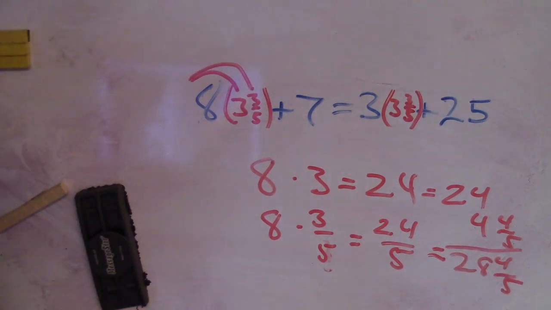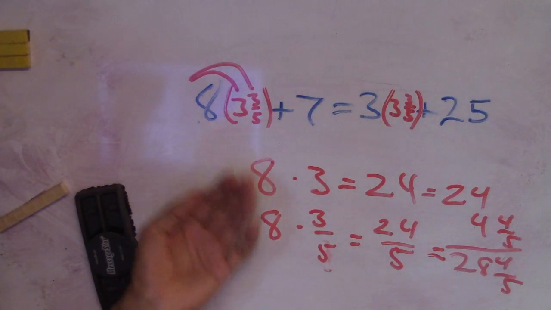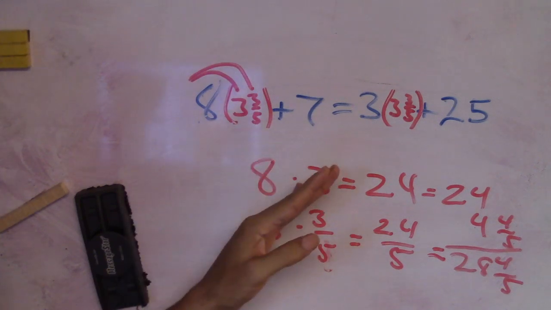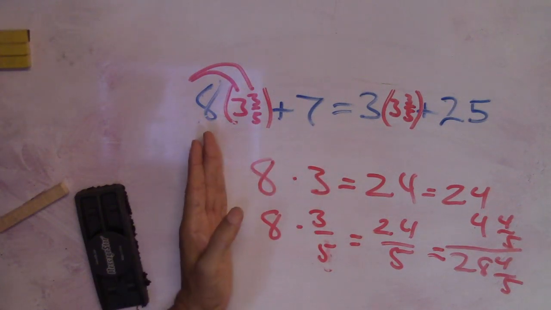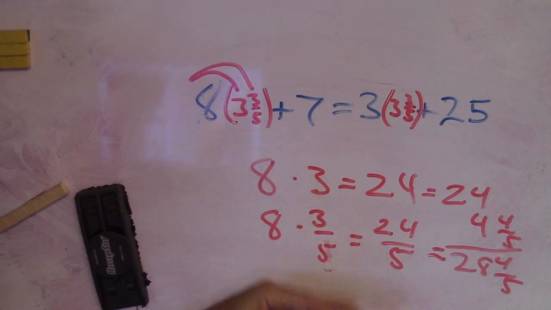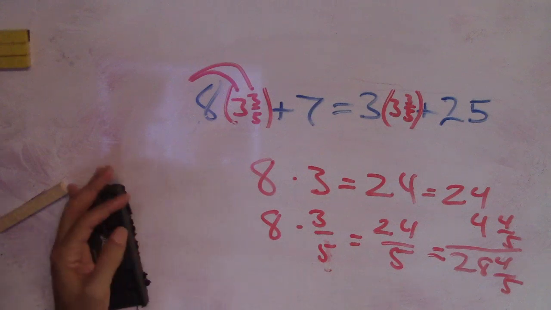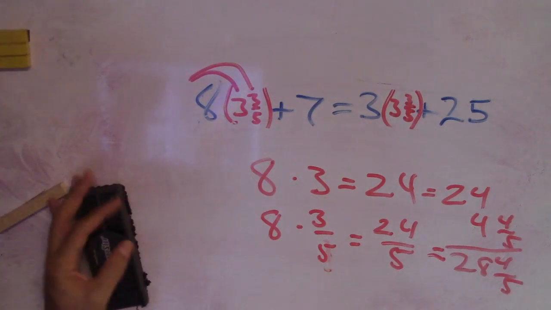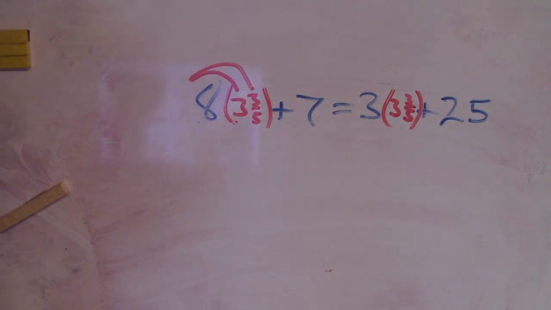Which way do you like better? I don't care. The easiest way for you is the best way, right? So some people like to do it in two parts where they do the whole number and the fraction. Some people do it like the other way that I just did, where I did 8 times the 18 over 5. But however you want to do it, as long as you come out with the right answer, 28 and 4/5. All right. Oh, wait, we got to do the whole other side.